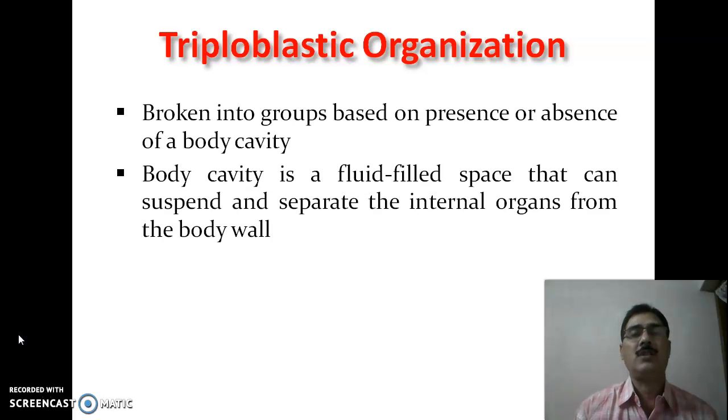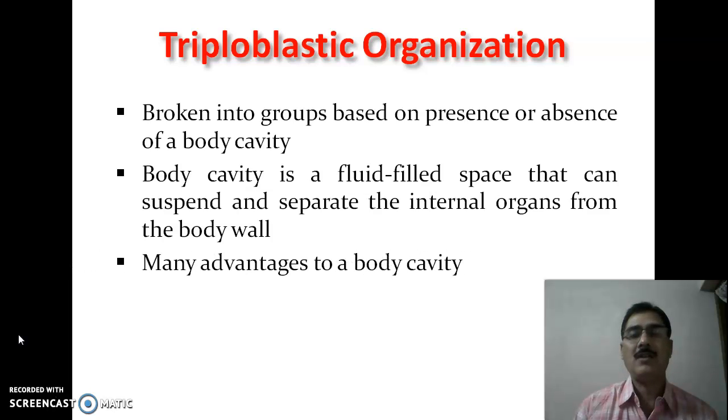देह गुहा क्या होती है? एक तरल द्वारा भरी गई जगह होती है जिसके अंदर आंतरिक अंग पाए जाते हैं और ये आंतरिक अंग को जो शरीर की देह भित्ति है उससे अलग करती है.